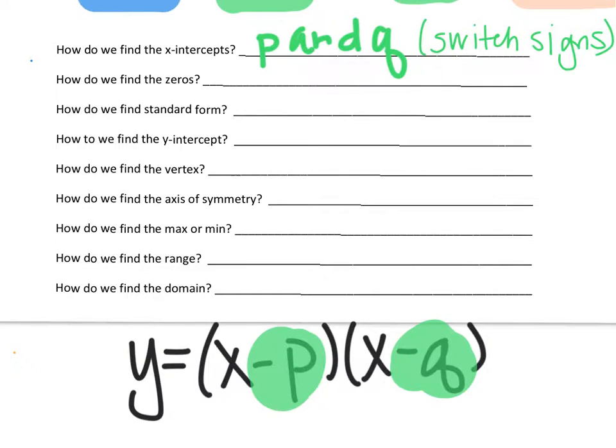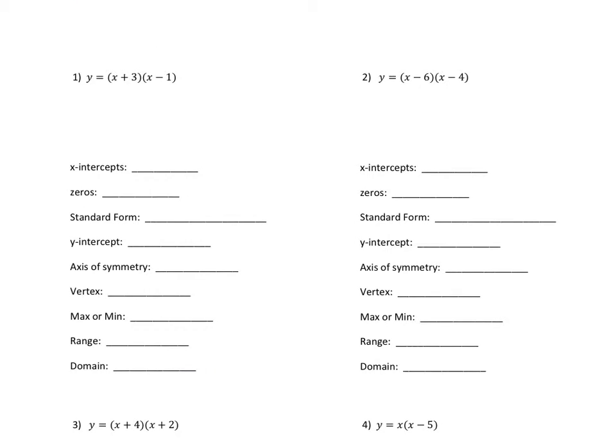That my p and my q are going to switch signs. The reason we know that is because in the formula it says minus p, but my x-intercept is simply p, so that means they are opposites. So let's look at problems 1 and 2 from your notes.